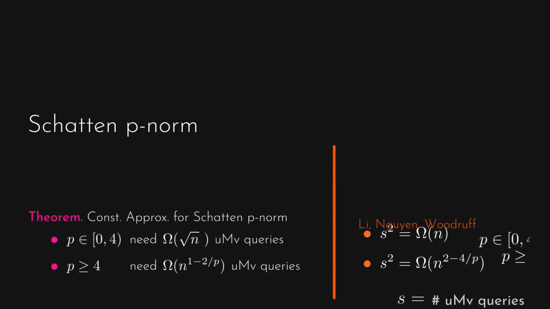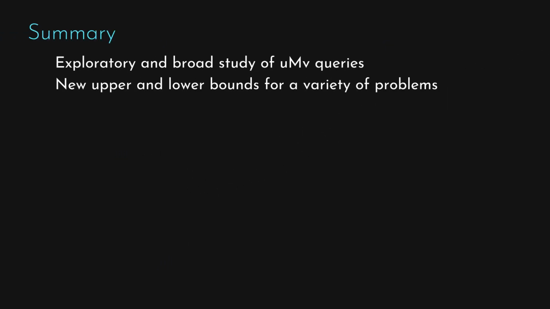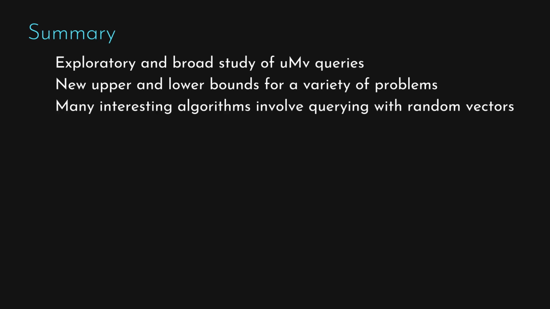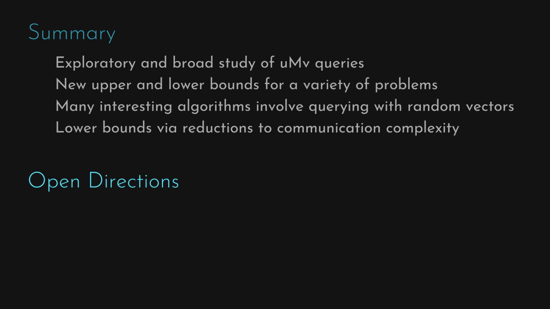That's the last of the technical results in this video, so let me wrap up. I have explained some of our new results in the UMV model. We saw some upper bounds and some lower bounds for a few different problems, and we study many more in our paper. Overall, this idea of querying with properly chosen random vectors seems to be very useful. And for the lower bounds, reducing from communication complexity can give many nearly tight results that often match the upper bounds. Let me point out a few open directions that could be fruitful.